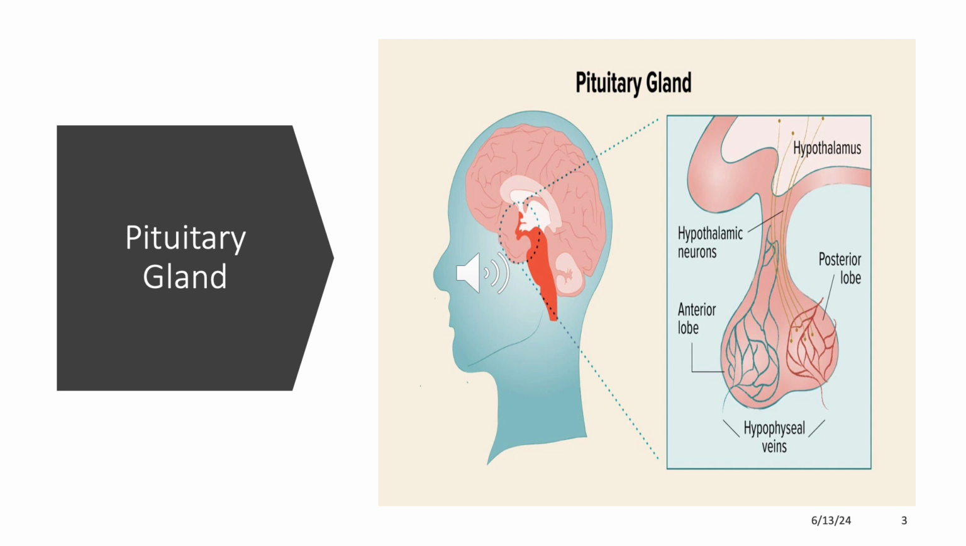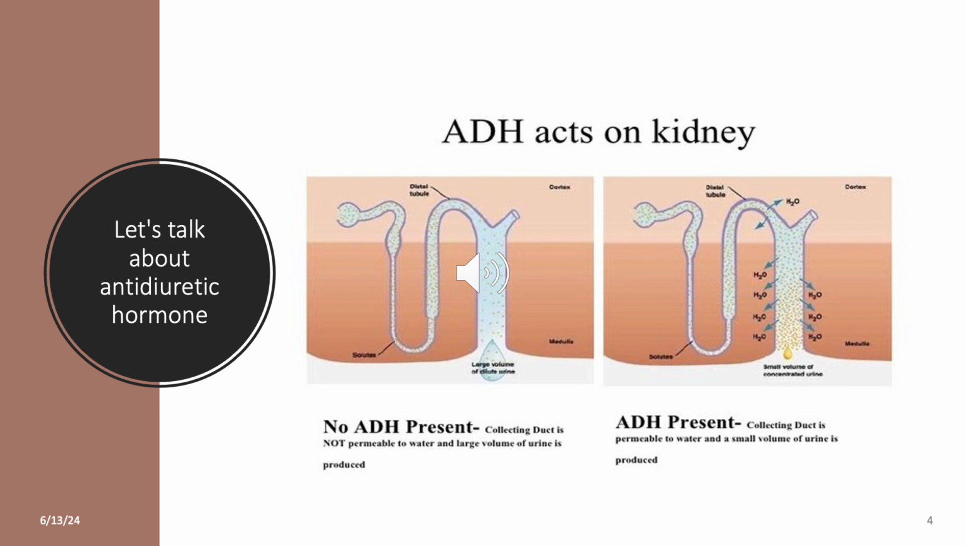Moving forward, in the posterior lobe, only two hormones are synthesized in the hypothalamus, but stored and released from the posterior lobe. They're not being made here, remember, just stored and secreted. The two hormones released by the posterior pituitary gland are the antidiuretic hormone, ADH, and oxytocin.